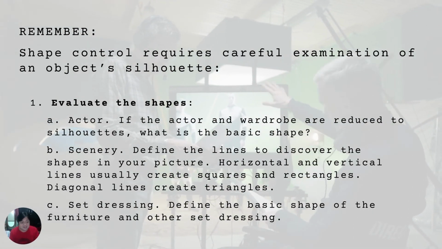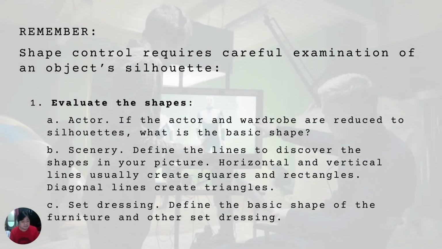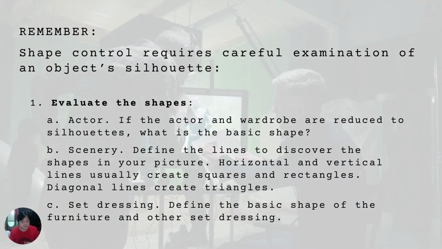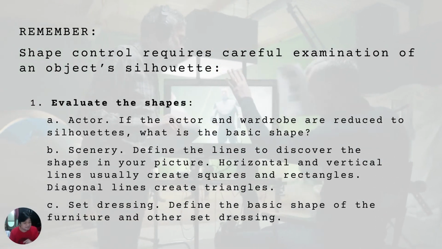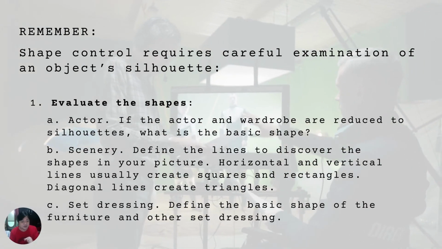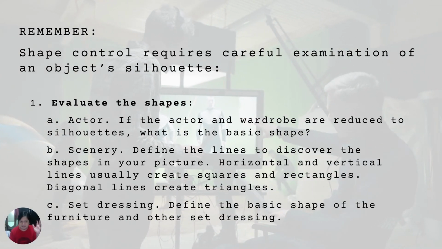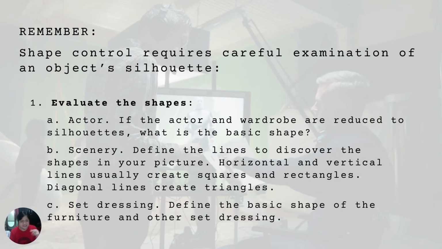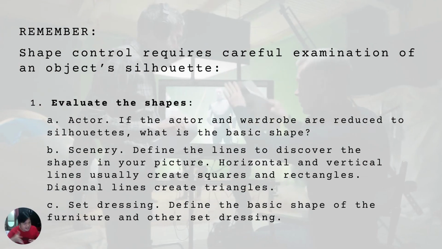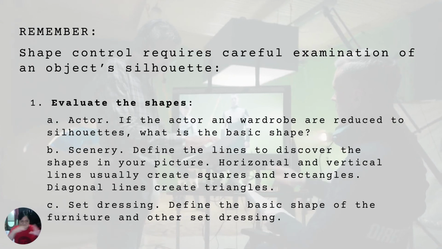First, you have to evaluate the shapes. Okay? The shapes of the actors. If the actor and the wardrobe are reduced to silhouettes, what is the basic shape? Okay? The scenery, for example. The scenery, define the lines to discover the shape of your picture. So, is it horizontal? Di ba? Is it vertical? Okay? These lines usually create squares and rectangles. Now, diagonal lines can create triangles. Again, you can manipulate this even with, if it's a straight line, di ba? You can use your cameras to actually manipulate these lines.